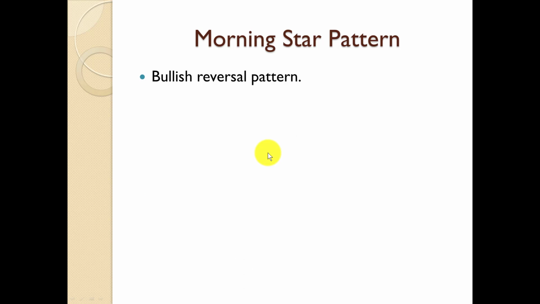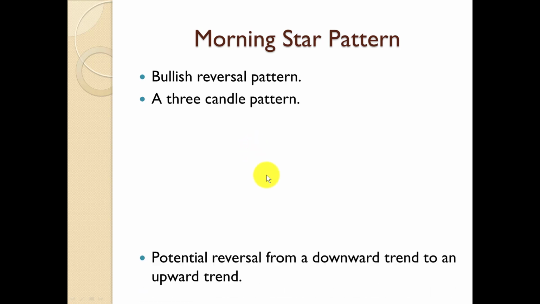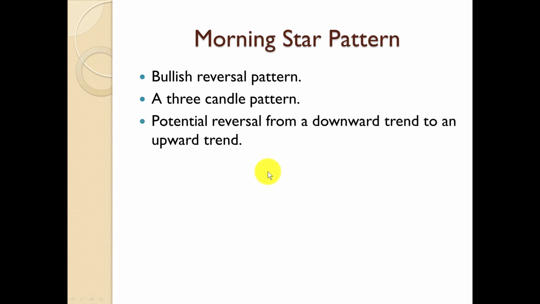So the first thing that we need to know is that it's a bullish reversal pattern. That means it occurs at the end of a downtrend, a small downtrend or a larger downtrend. Second thing is that it is a 3 candle pattern, so 2 candles will not tell you everything about it. You need all the 3 candles to be exactly as I'm going to tell you. Now this pattern indicates a potential reversal from a downtrend to an upward trend.